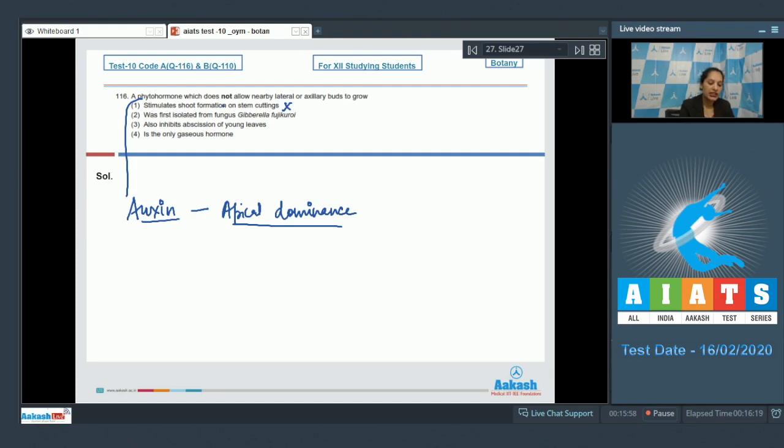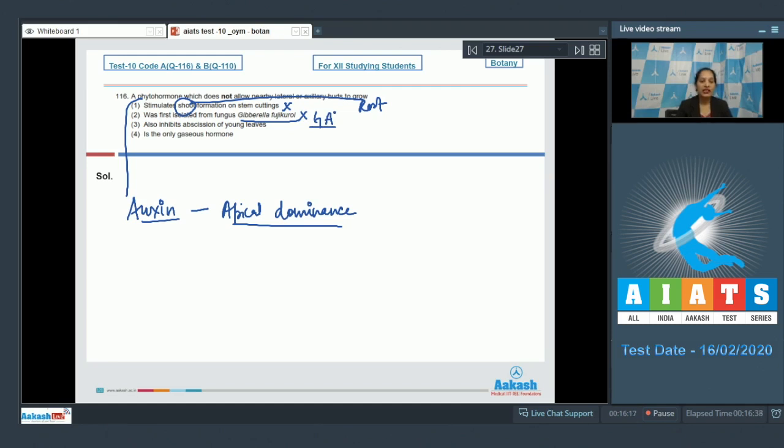Now, option one: this hormone stimulates shoot formation on stem cuttings. No, it stimulates root formation on stem cuttings. Second, was first isolated from fungus Gibberella fujikuroi. No, this statement is true for the gibberellins. Auxin was first isolated from human urine.